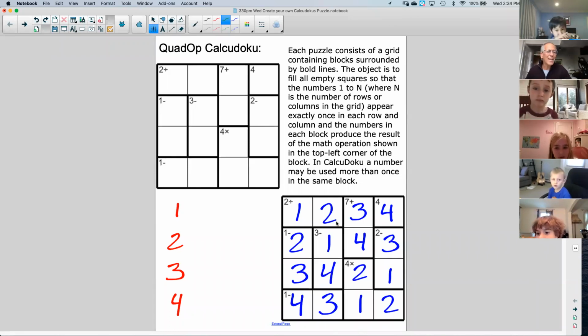Calcudoku, can anybody else explain what other rules there are in this puzzle other than putting the numbers 1, 2, 3, and 4?